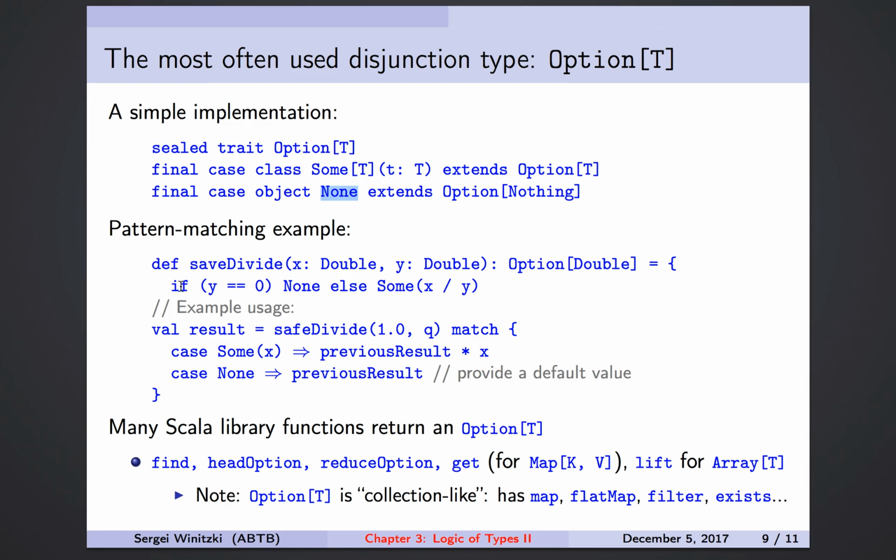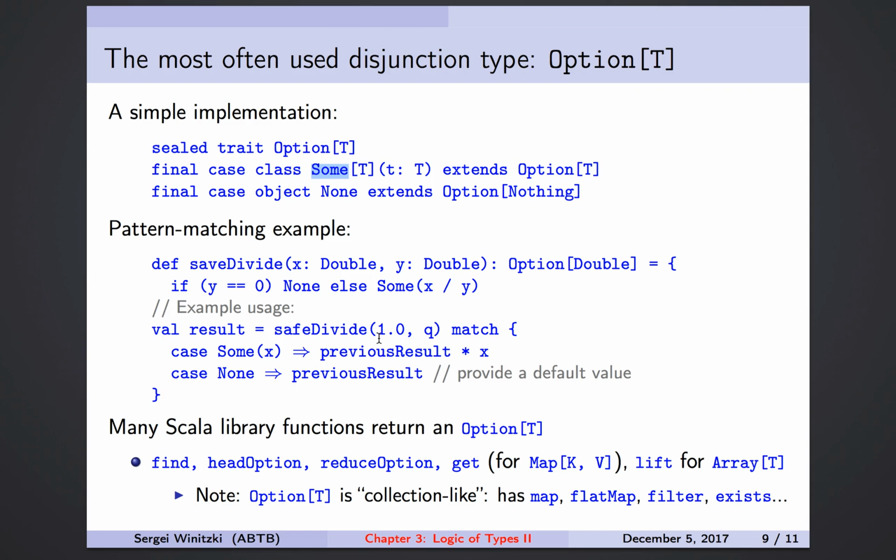And so here's how you define a function that computes this. It checks the condition, and if y is 0, you return None, which is this label. Otherwise, you return the value x divided by y, labeled by the name, the symbol Some. Now the symbol is a label on the second part, or here on the first part of the disjunction. And here's how I would use it.